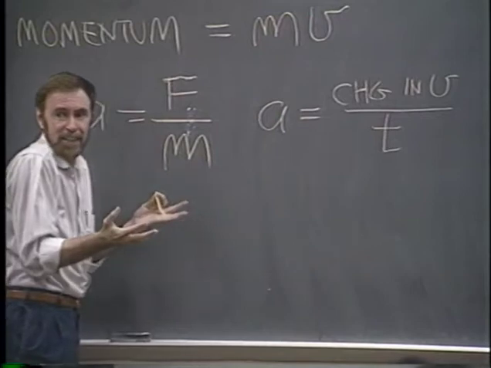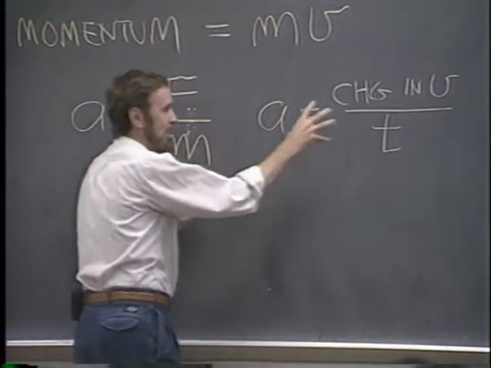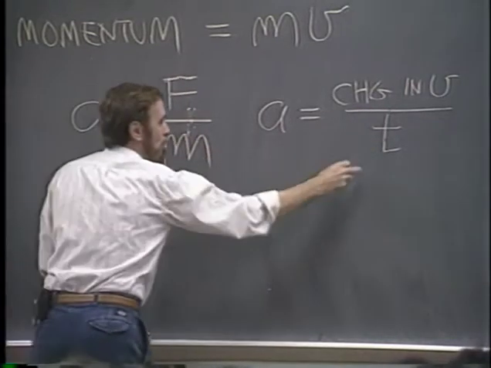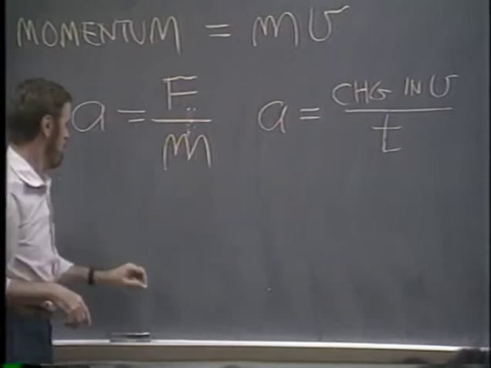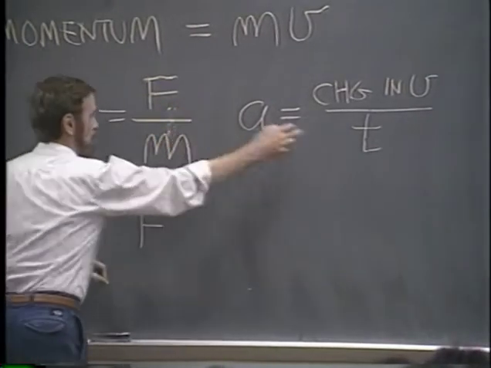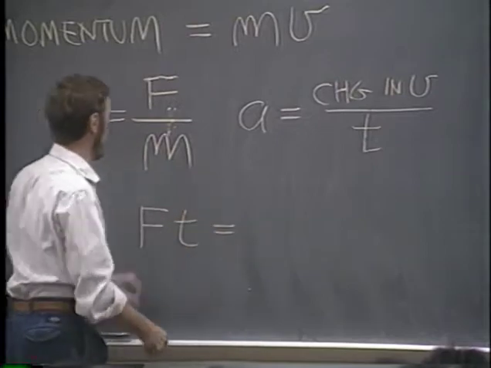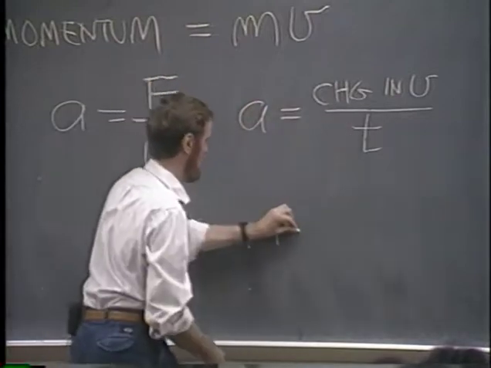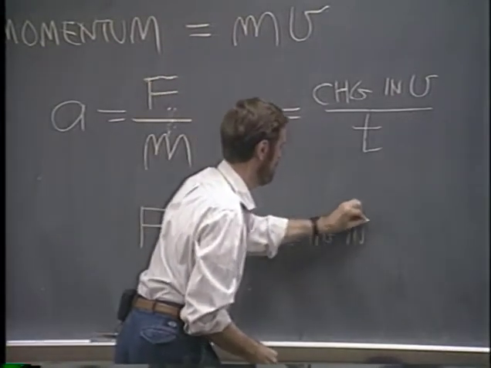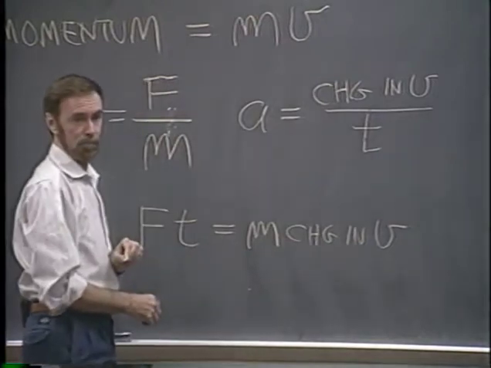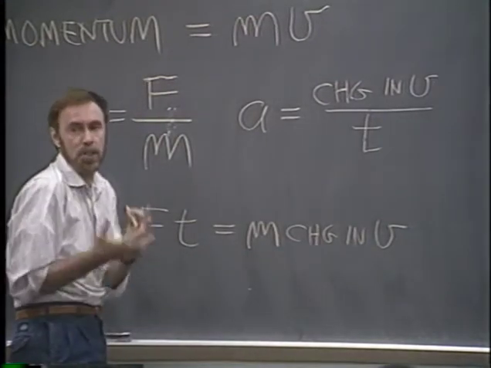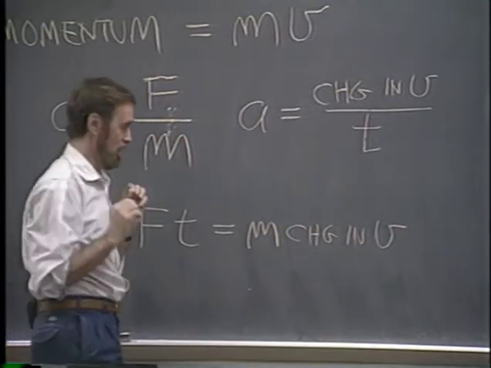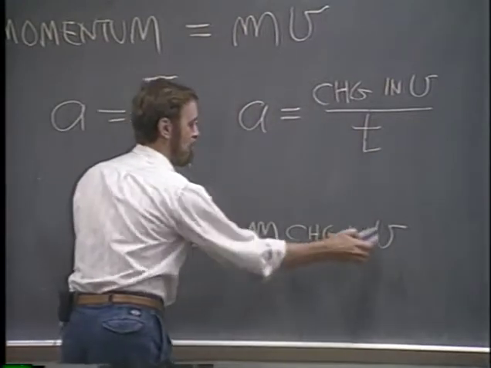So you know what I can say? This must be equal to this. And now I can say force multiplied by time. Watch this. Can you guys do a little algebra? Force multiplied by time must be equal to mass multiplied by change in velocity. I've just cross-multiplied. This is going to allow me to look at things with a little more perception than otherwise. See where I have the m and the v? I can put them together.